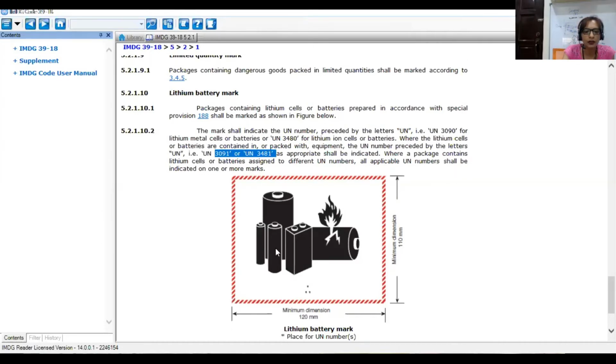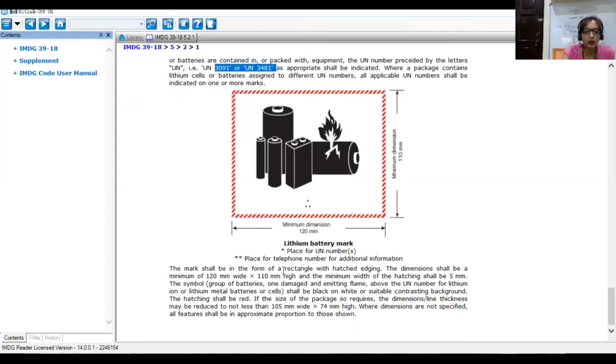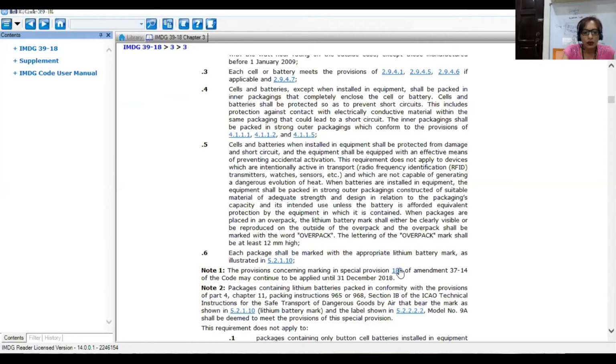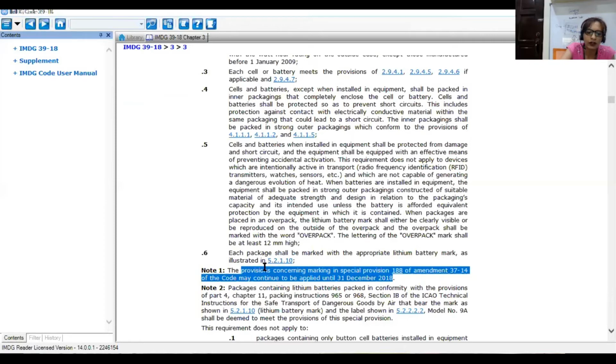So they're telling you this is the mark that you would use for that, and they give you the size of the mark. Now also note they talk about these provisions concerning marking, and special provision 188 from amendment 37-18 can continue until the 31st. So this is just a period given for an old mark that could be used.